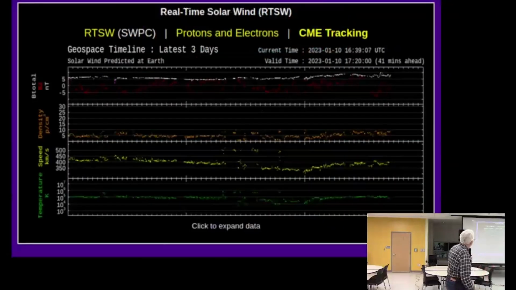This is a plot of the Z component, and you can't see it. That's useful.